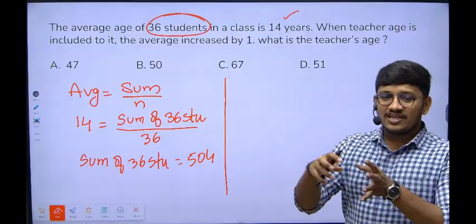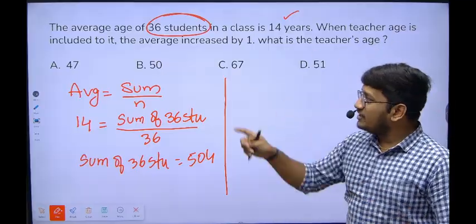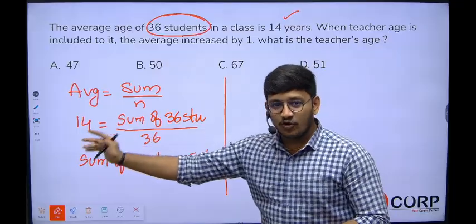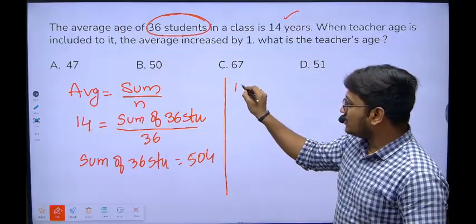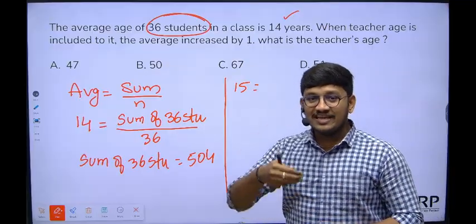So when the teacher's age is included, if you observe the condition here, the average is increased by 1. So what will be the earlier average? It is just 14. So what is the average now? It is 15. They're not talking about the average becoming 1. They are talking about the average increasing by 1.